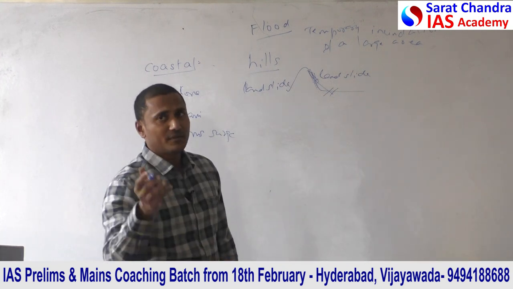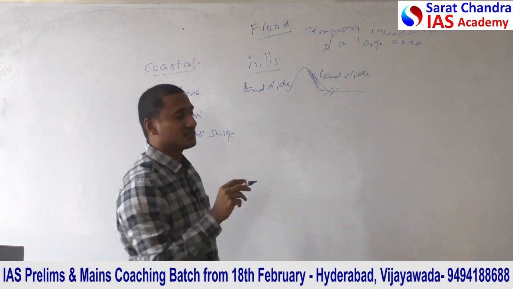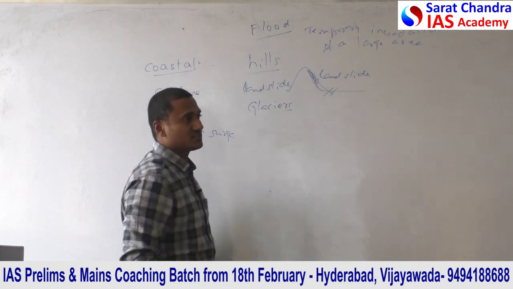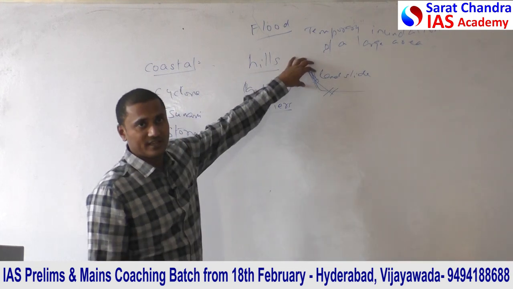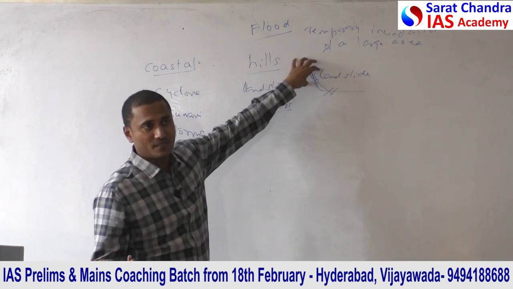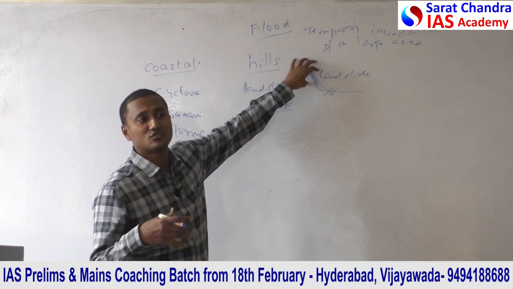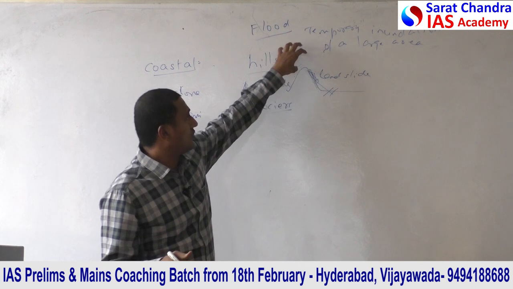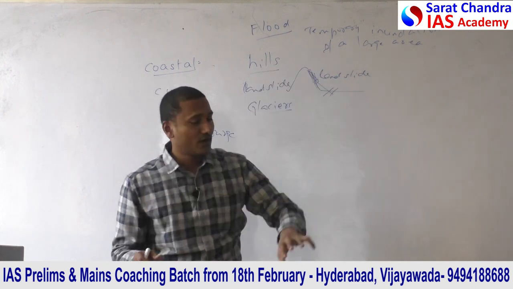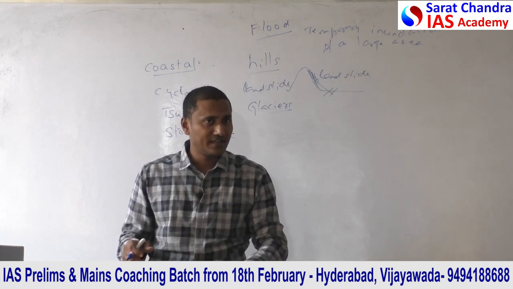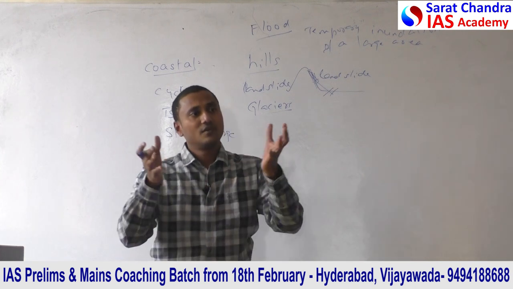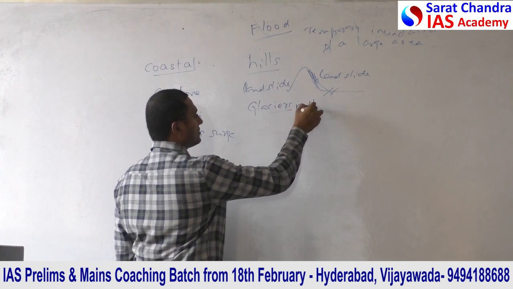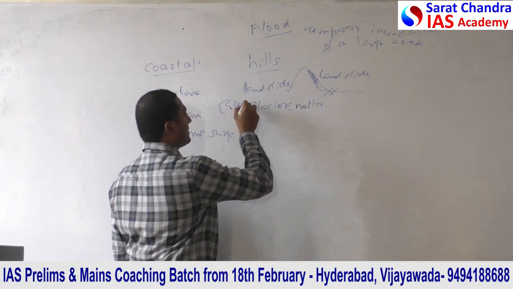Not only that, somebody yesterday told, melting of glaciers. Friends, even melting of glaciers also causes floods. For example, on the Himalayan mountains, if the glaciers melt more than they normally do because of global warming or whatever, more water will come into the river. When more water comes into the river because of glacial melting, the water will flood and come out of the channel. So excessive glacier melting also causes floods.